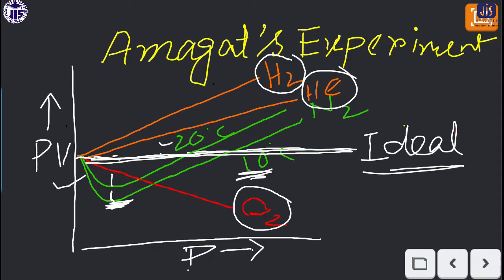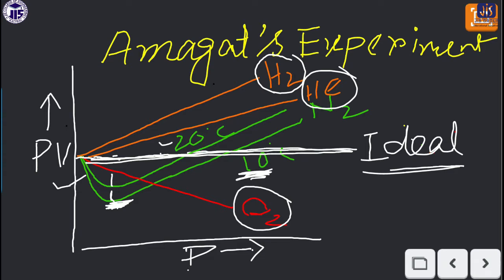Okay, so it was also found that for the gases where there is a minima in the PV versus P curve, the depth of the minima decreases with increase in temperature. What I told you is that with increasing temperature, their depth is decreasing. So at a sufficiently high temperature, it will coincide with the PV axis itself.